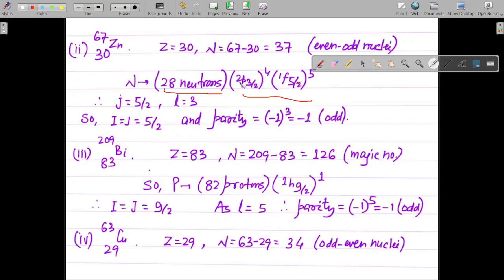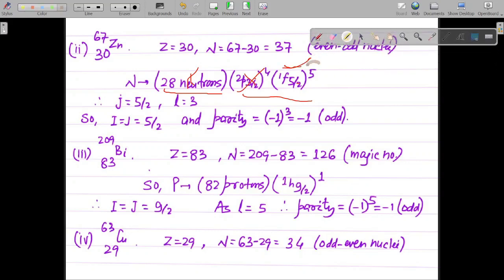2p 3/2 4, 1f 5/2 5. So with respect to neutrons, the nuclear configuration of zinc looks something like this. Now over here it has clearly 4 nucleons, so it is paired up and of no use, so just ignore this. This is a magic number, so ignore this. Now just focus on this because it has the unpaired nucleon.